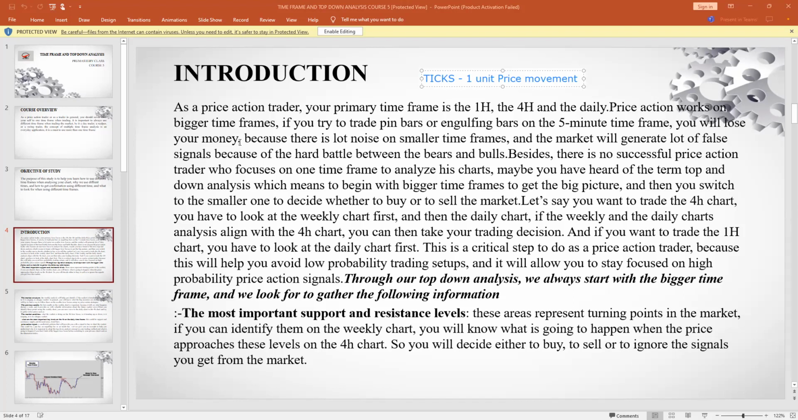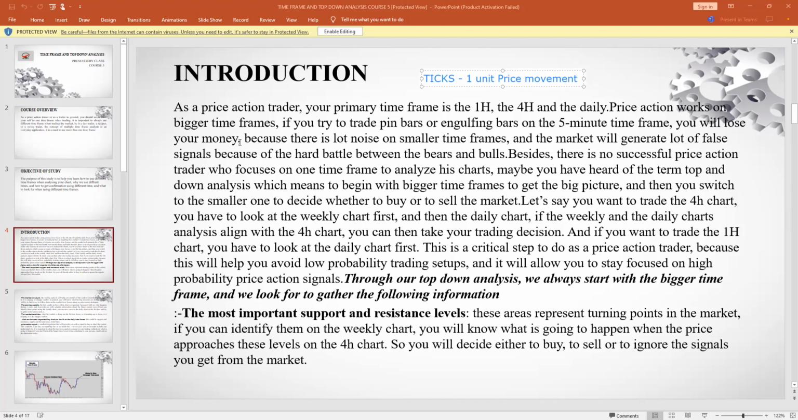So you use the larger time frames to get the bigger picture, and then you switch to the smaller time frames to help you decide the exact spot where you're going to start your buy or sell trades from. Say, for example, you want to trade on the 4 hours chart. You have to look at the weekly chart first, then the daily, and then you go to the 4 hours.